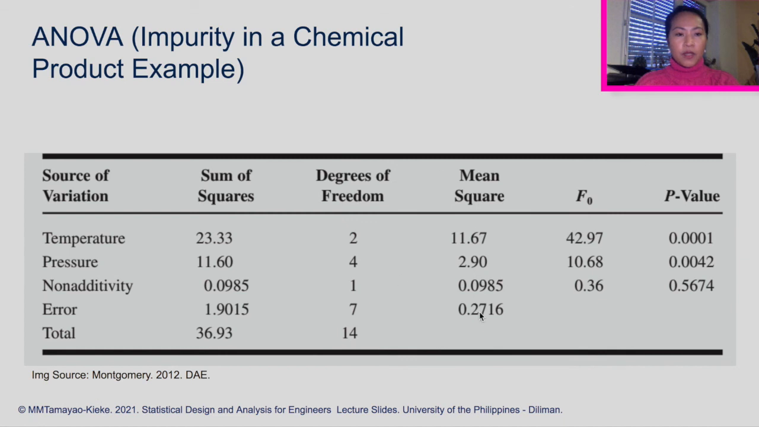Summarizing the analysis of variance, we get here the source of variation, the sum of squares, the degrees of freedom, the mean square, the F naught, and the p-value. If we base our conclusions on the p-value, we can see that temperature and pressure are significant and non-additivity is not significant, which means that the interaction is not significant.